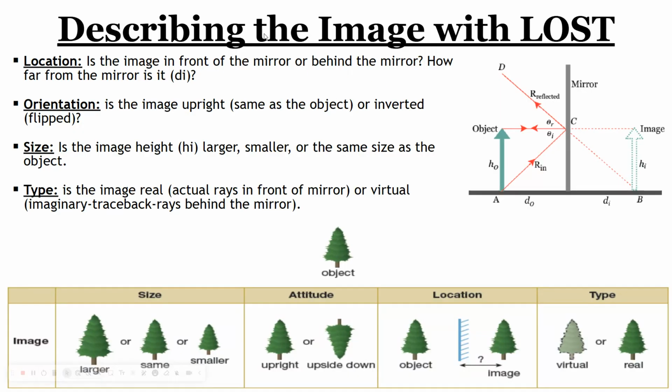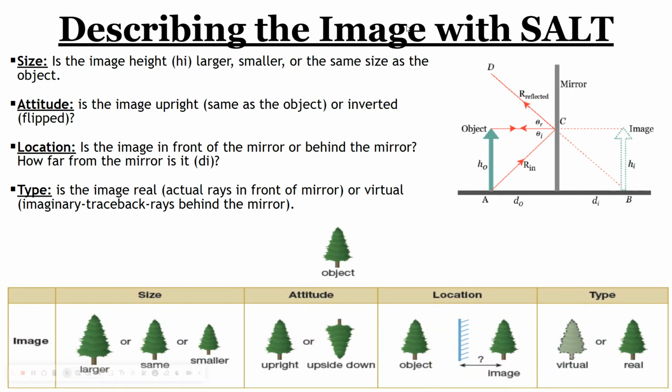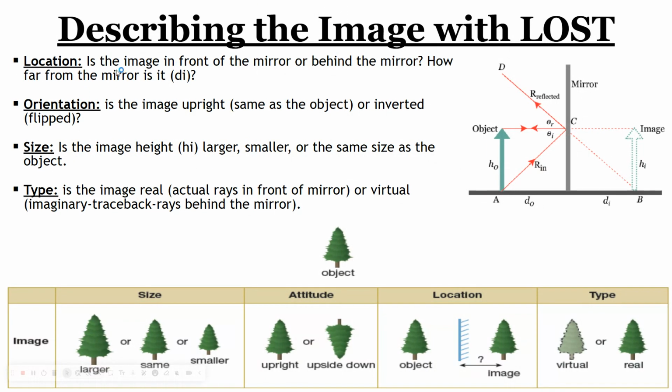All right. So how do we describe an image in optics? In optics, we can describe an image using two systems, the LOST system or the SALT system. If we use the LOST system, we have LOST. L is location. You're essentially just comparing your DO and your DI, so the object distance and the image distance.